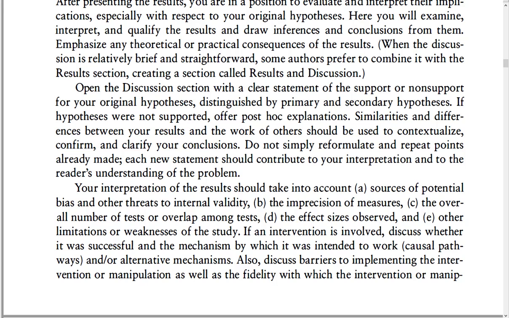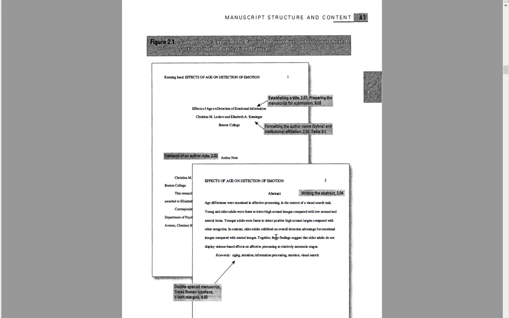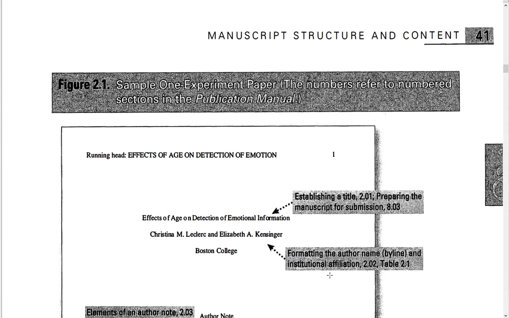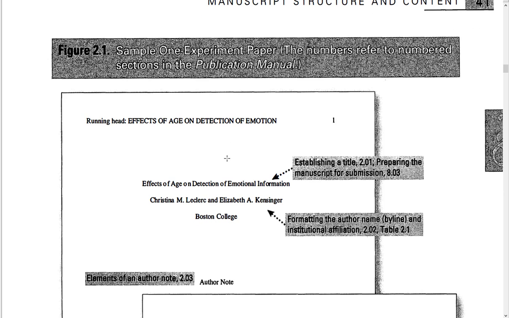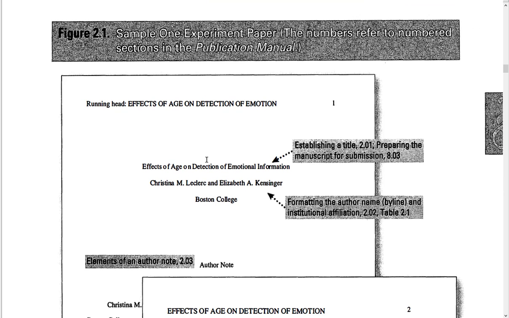The next major section I want you to pay attention to in the APA Style Manual is right here. It is on page 41. On page 41, you see a sample paper. These are really important because they show you how things are laid out in APA style. So let's walk through this.